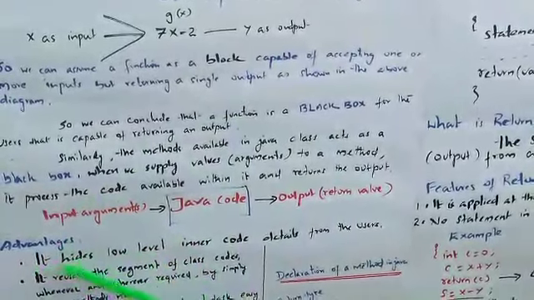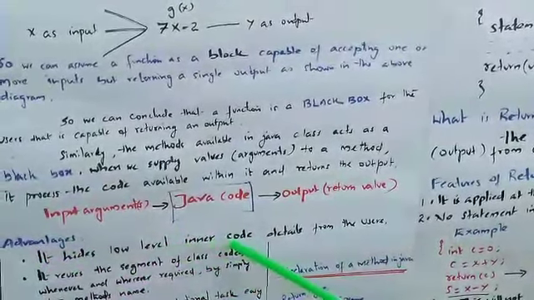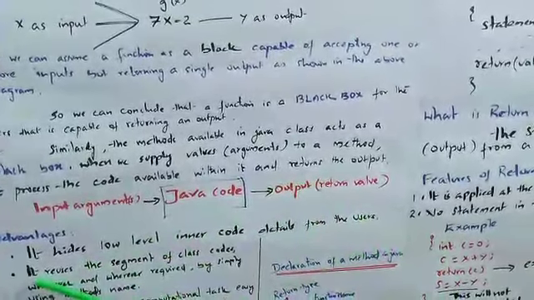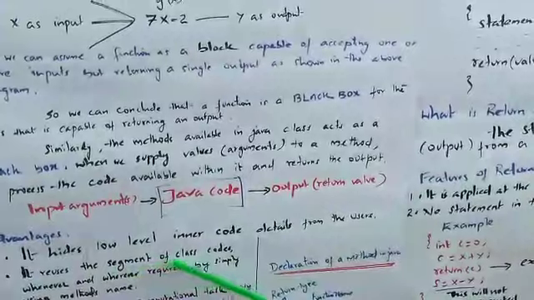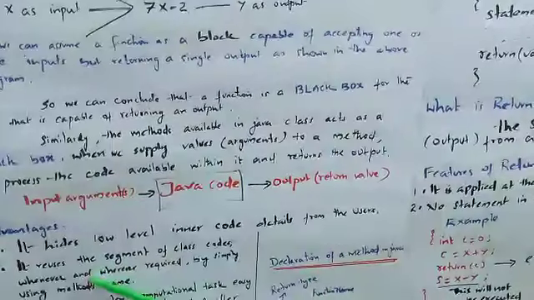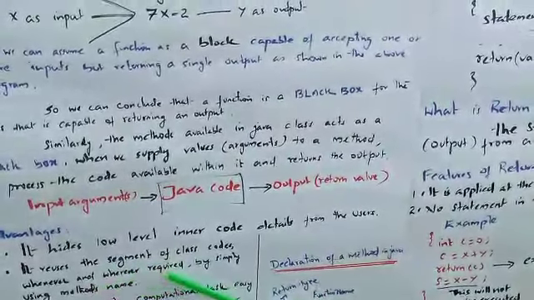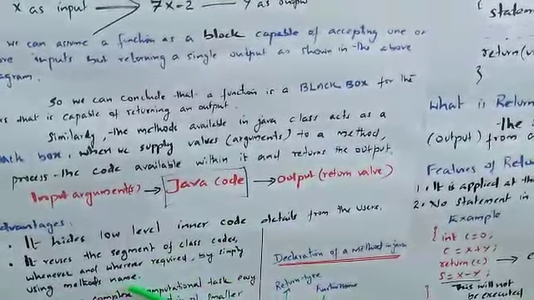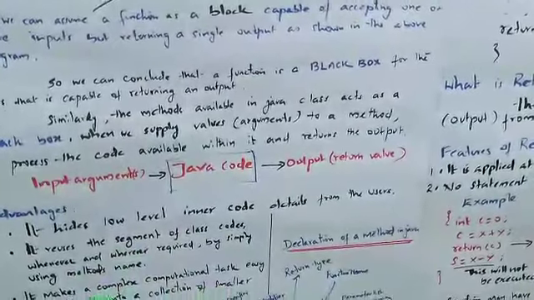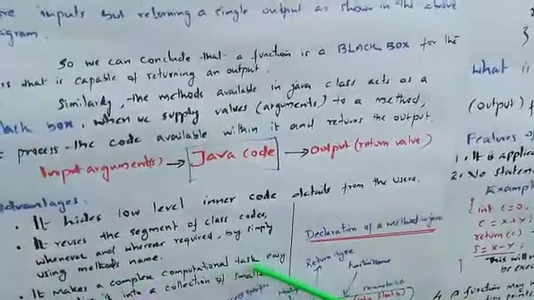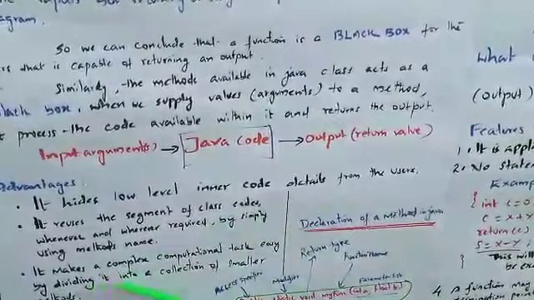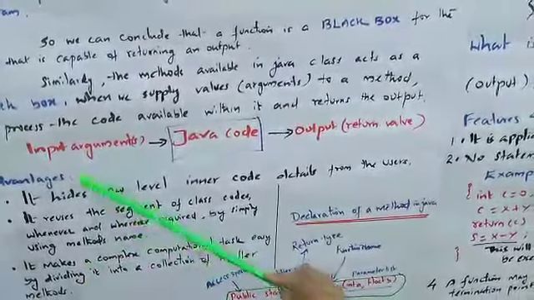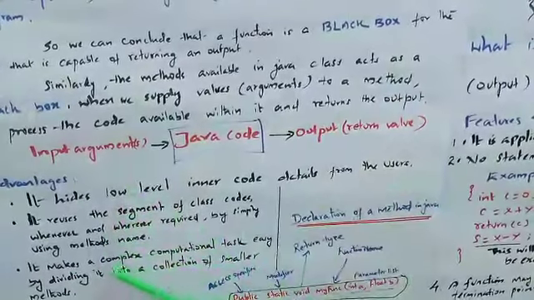First point, it hides low level inner code details from the user. Second point, it reuses the segment of class code whenever and wherever required, simply by using the method name. Third point, it makes a complex computational task easy by dividing it into a collection of smaller methods. So these 3 points are the advantages of functions.